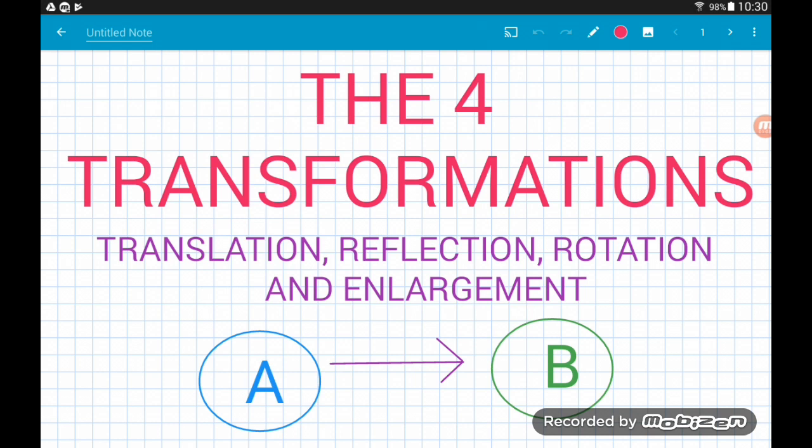I'm probably going to start on enlargement first of all, because that seems to be the one that causes the most problems. So there will probably be quite a few videos on enlargements. And as we go, we're probably going to mention invariant points in each video. So let's get cracking then. Let's have a quick little run through on each of the 4 transformations.